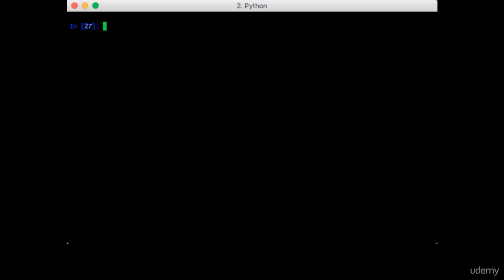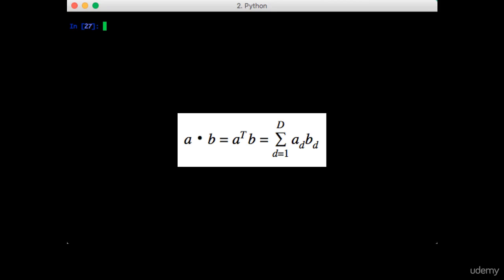Recall that we have two definitions of the dot product, and that they are equivalent. The first is the summation of the element-wise multiplication of the two vectors. Here I'm using D to index each component. Notice that the convention A transpose B implies that the vectors are by default column vectors, so the result is a 1 by 1, which is a scalar.